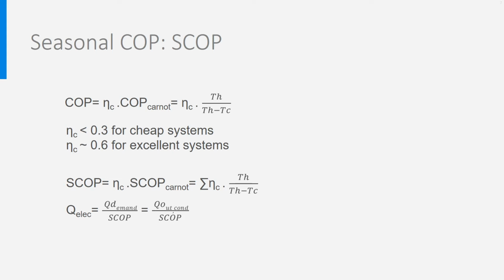This is the so-called SCOP, which is representative of the average efficiency of the heat pump over a complete heating season. So, if you know the annual heating demand in a building and you know the SCOP, you can then estimate the needed electrical power: Q demand divided by SCOP, which should be the same as the annual condenser heat output divided by the SCOP.